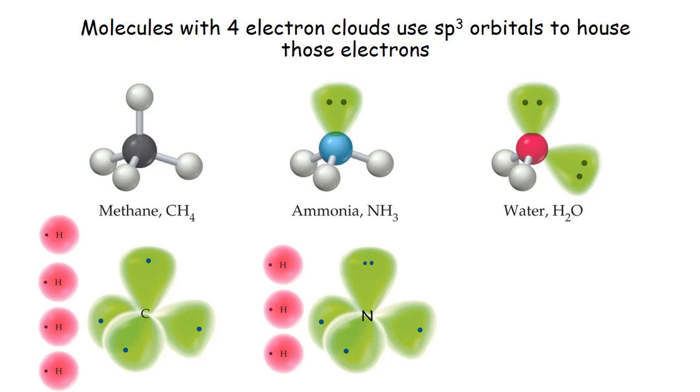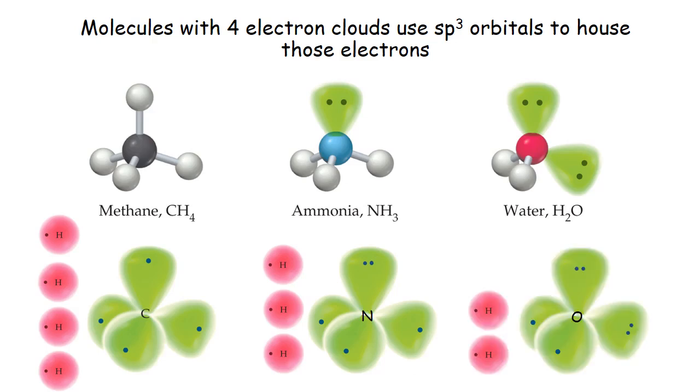And finally, water: the oxygen has 4 sp3 orbitals. 2 of those orbitals house lone pairs, and the other 2 will overlap with hydrogen's 1s orbital to form 2 sigma bonds, one with each hydrogen.